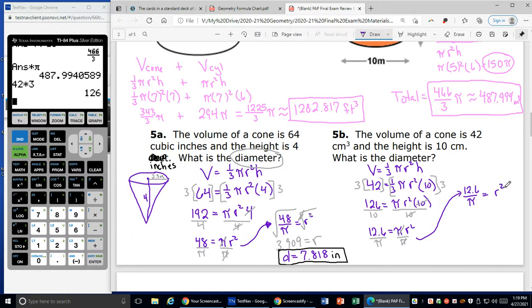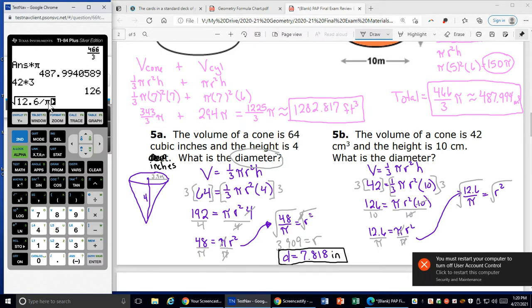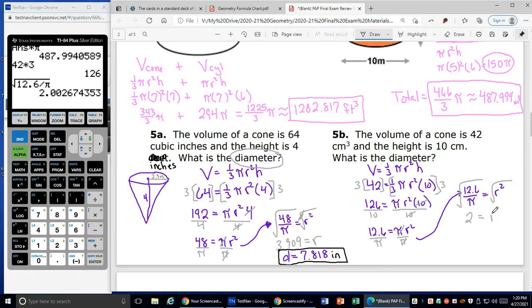equaling r squared. But again, we didn't want r squared, we wanted just r, so I'm going to square root both sides. I'm just following the exact same process we did over here. The square root of 12.6 divided by pi, and I make sure the square root has gone all the way across, even the pi. And when I hit enter, I get 2.003, or we'll round that to 2 as my radius. But I don't want the radius, it says to find the diameter, so my diameter here is 4.